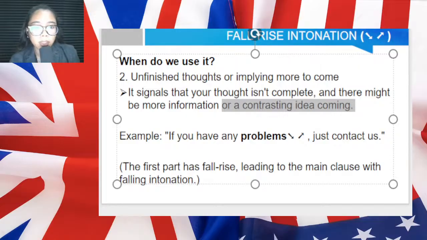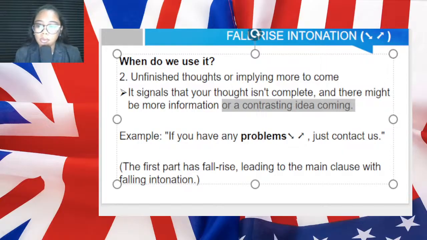So the first part has fall rise, leading to the main clause with falling intonation. This is a key point. The fall rise on problems acts like a bridge. It connects seamlessly to the second part. Just contact us, and that second part would typically end with not falling rise, but falling intonation. Remember, again, everyone, that the falling intonation usually means finished or definite. So the whole sentence gets its meaning by combining these two patterns. The fall rise sets up the condition and keeps you listening, and the final fall delivers the complete instruction.